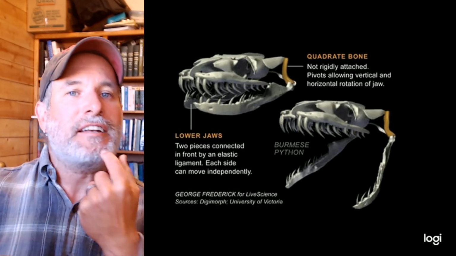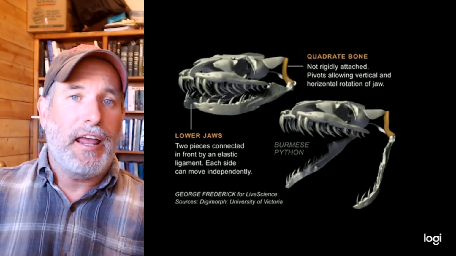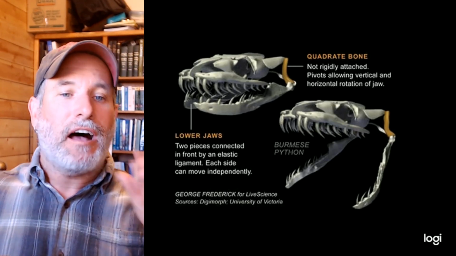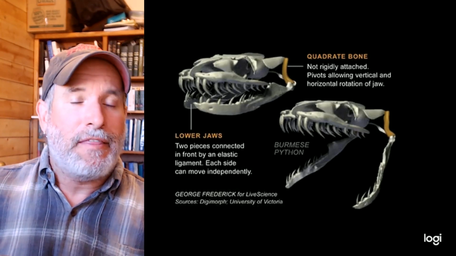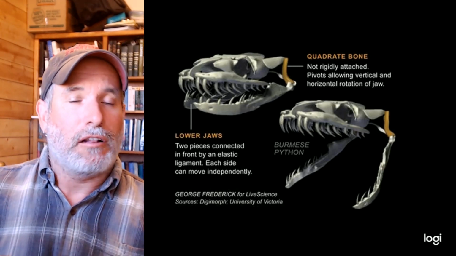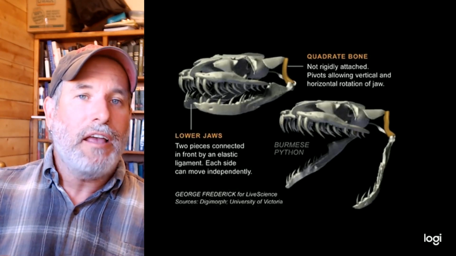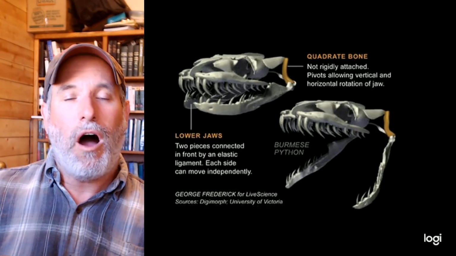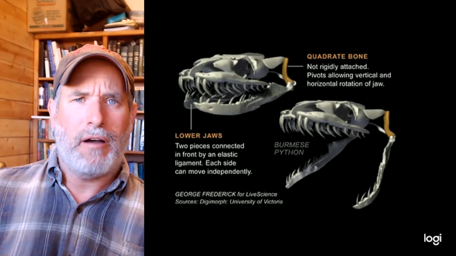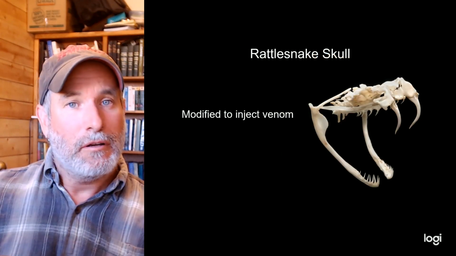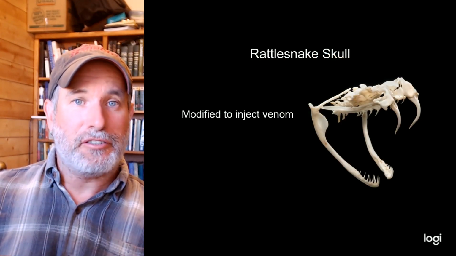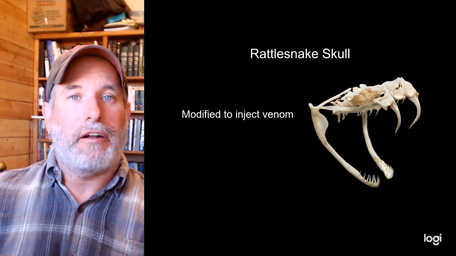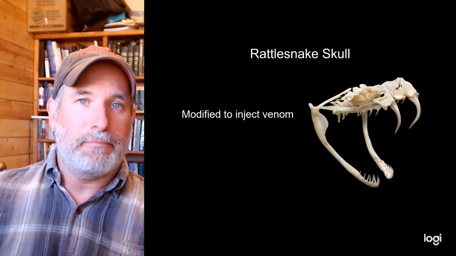Your jawbone is connected in the middle, but on a snake, they're not connected. And that allows each of these two jawbones to move independently. And that also gives a jaw a lot of flexibility. And this is why a snake can actually swallow objects that are bigger around than it is. And some skulls, like the rattlesnakes or the vipers in general, are highly modified to inject venom.